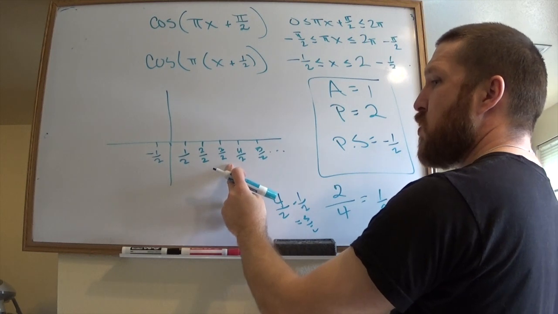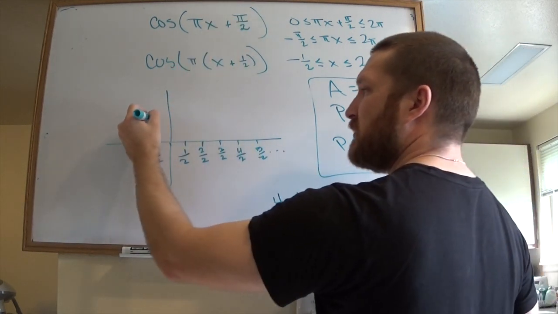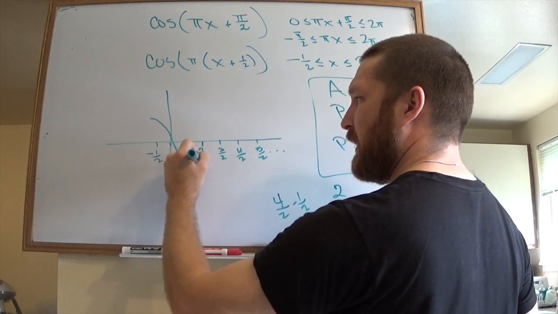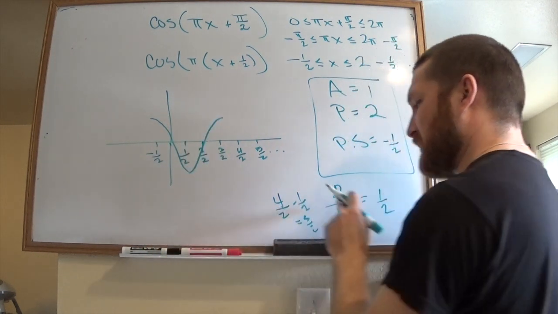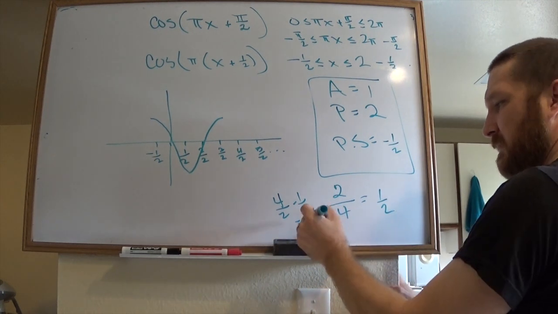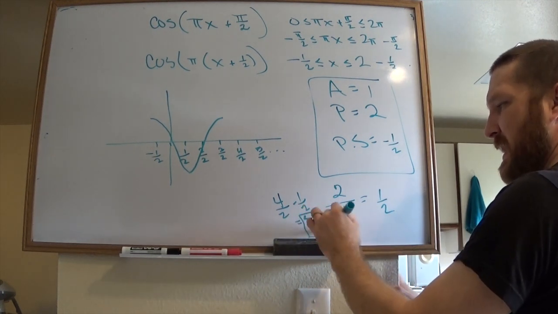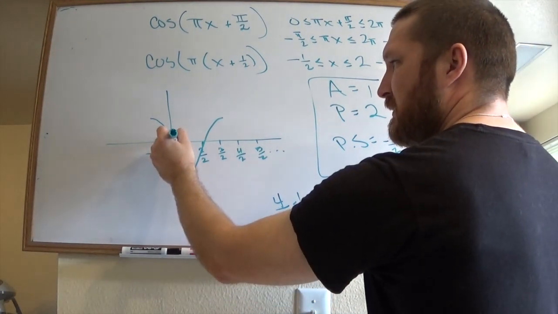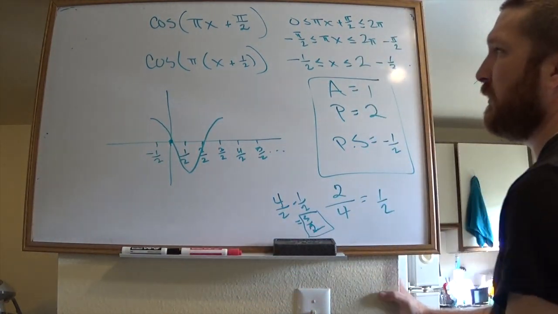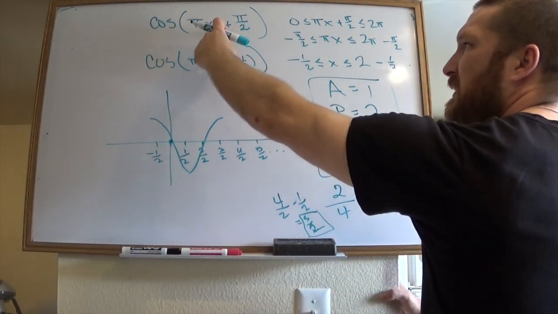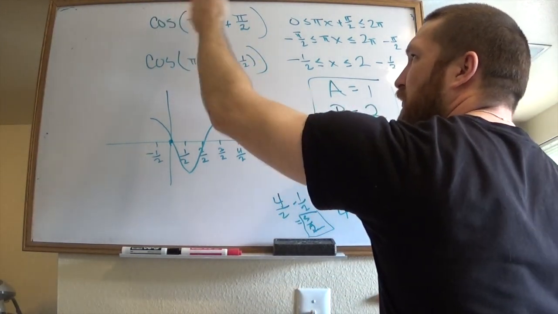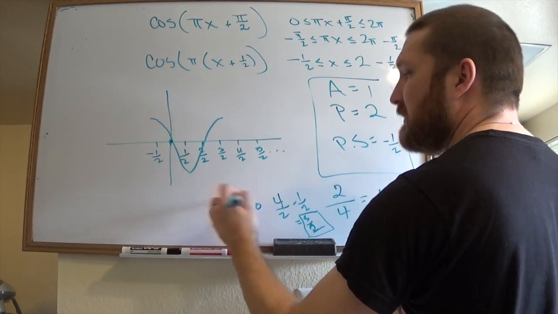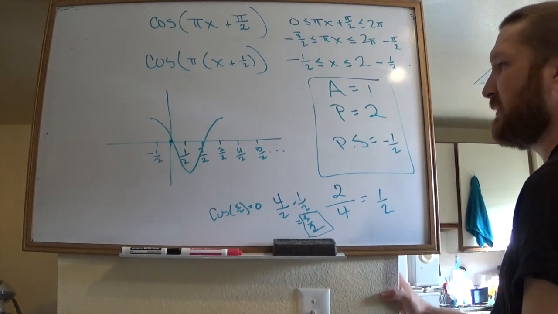Cosine, we know, starts at 1, so it goes up to 1, down, back up, and yes, one full period at, that looks terrible, at 3 halves right there. That's one full period. The 0 actually went through right there at 0. Let's double check that. Plug in a 0 for x, you get cosine of pi over 2. Cosine of pi over 2 is indeed 0, so we have the correct looking stuff right there.